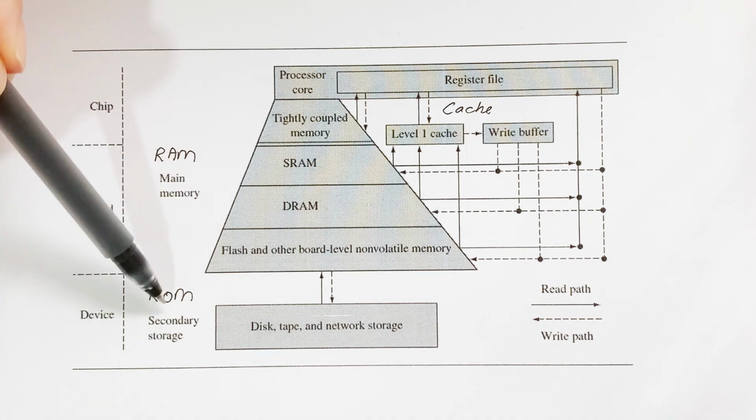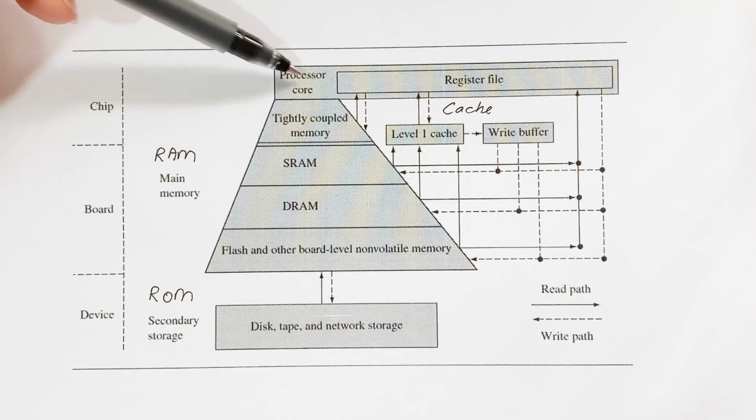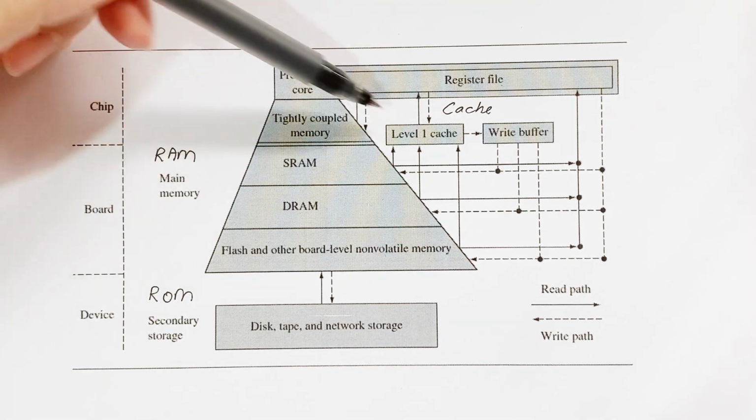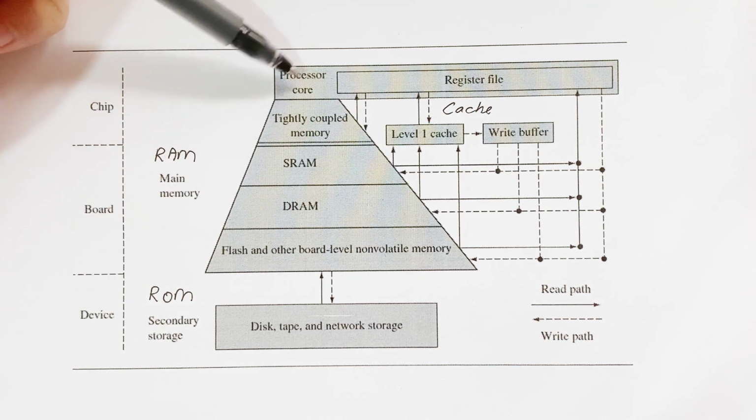The RAM and the ROM are external chips that are connected physically to the processor using a bus, unlike the cache which is built inside the processor core itself.